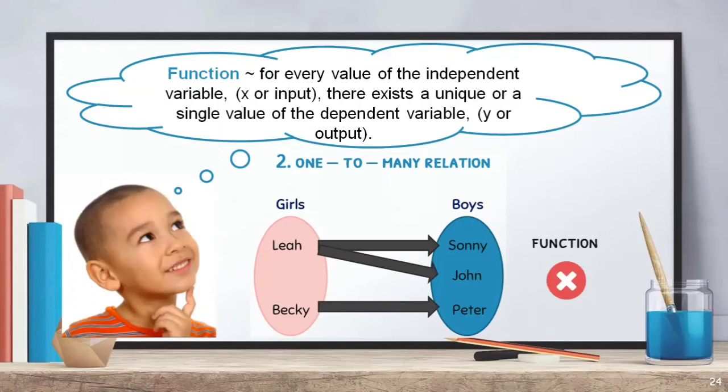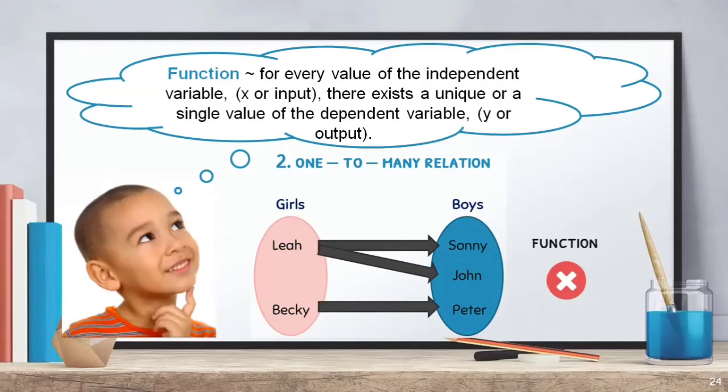So you think of this. You have taken a test, right? Is it possible for you to get two scores? Like, for example, you will get a perfect score or another score which is 50 out of 100. Is it possible for you to have two scores? Definitely not, right? So therefore, one-to-many relation is not a function.